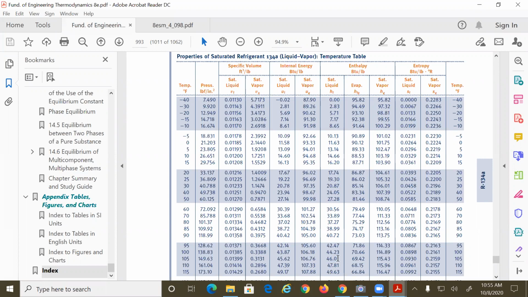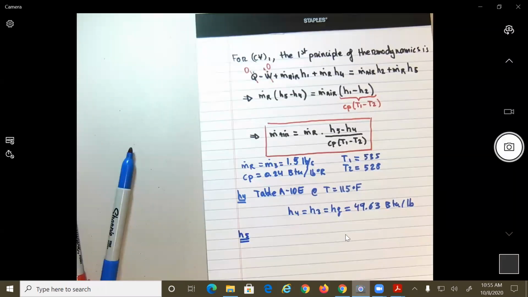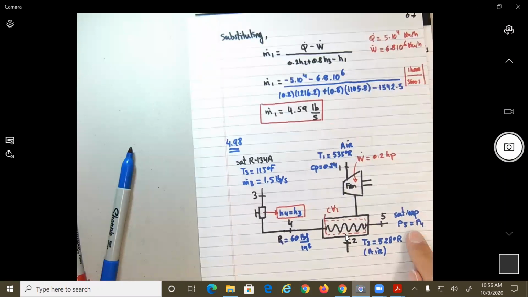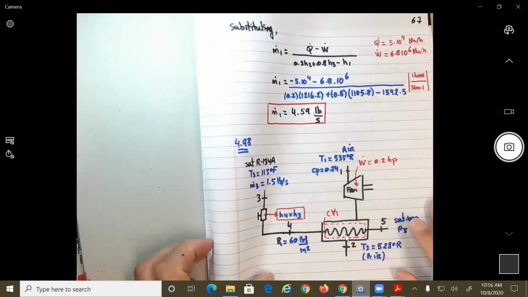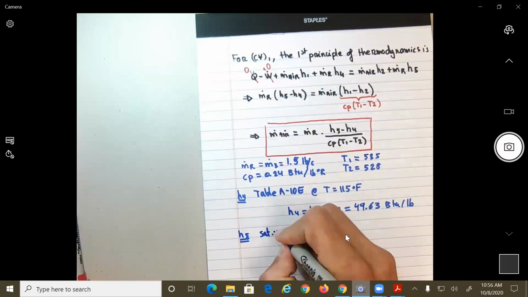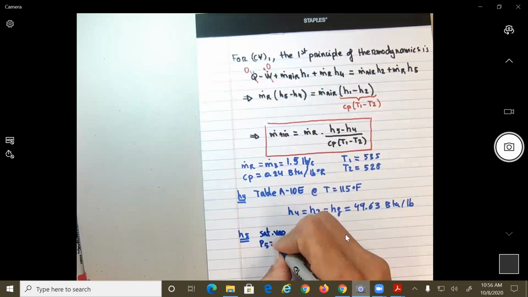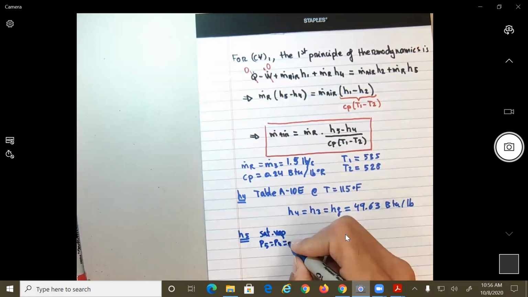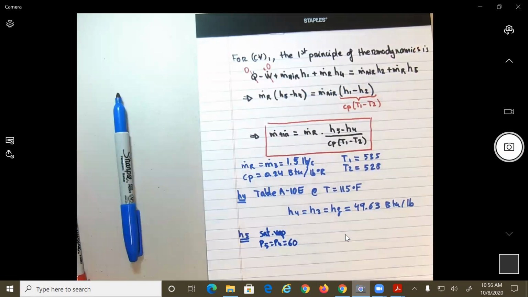Okay, now the next thing we need to find is H5, which is the one over here. So what do we know about H5? We know that it's saturated vapor. We know two things, saturated vapor. And what else do we know? P5 equal P4 is equal to 60. Alright, so probably we need to go to table A11. Completely guessing here.